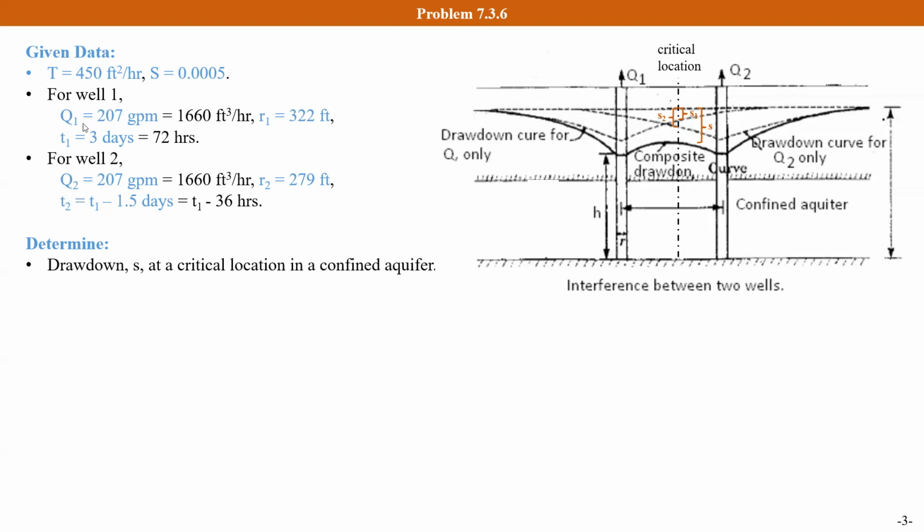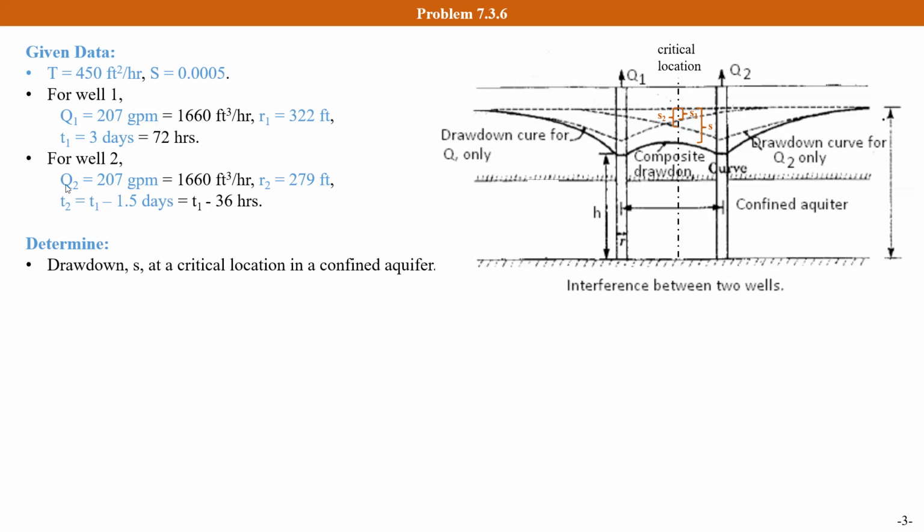And for well 1, we know the flow rate is 207 gallons per minute. And the distance from well 1 to the location that we are interested in is 322 feet. And well 1 is pumping for 3 days, which equals 72 hours.